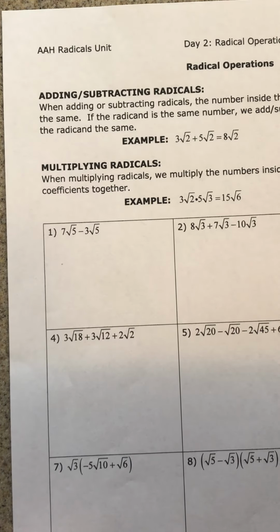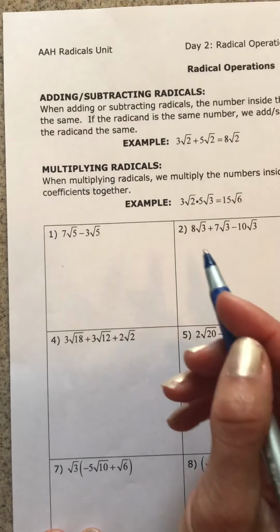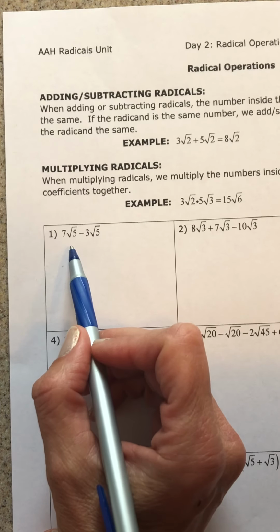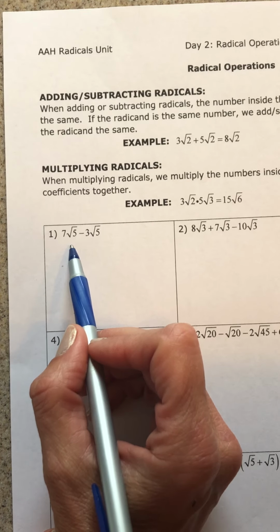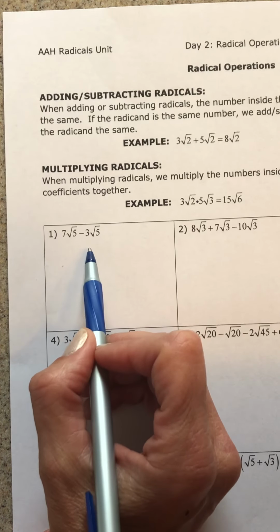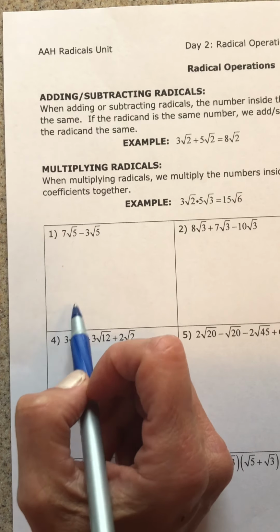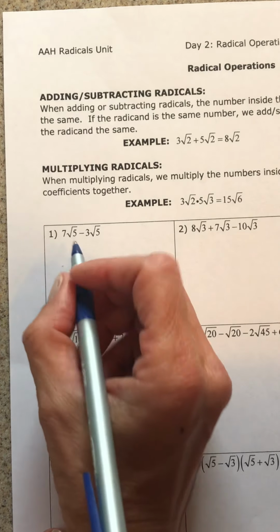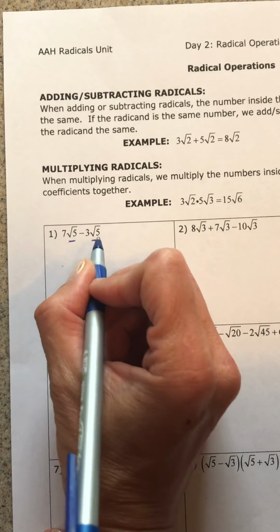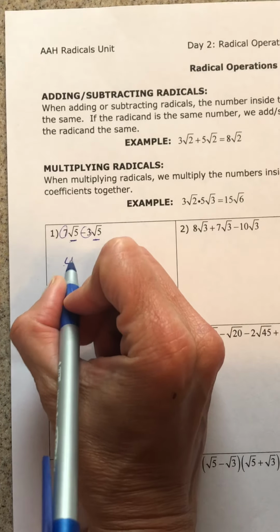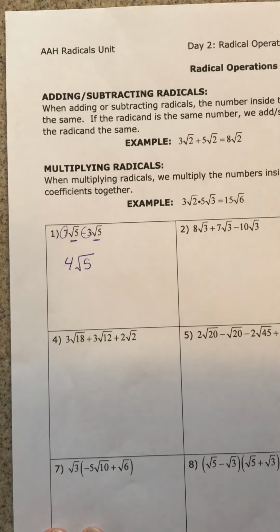Radical operations, day 2 notes. The Ed puzzle said that you can add and subtract radicals if the radicand is the same number. Just add and subtract the coefficients. So since this radical 5 and this radical 5 are the same, you just do 7 minus 3, and the radical 5 comes along for the ride.